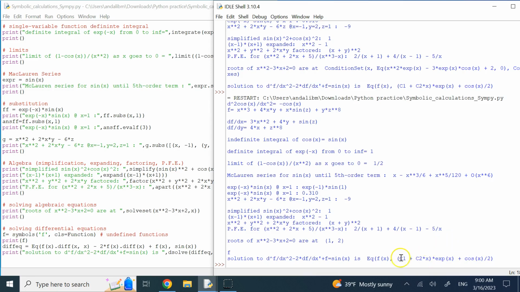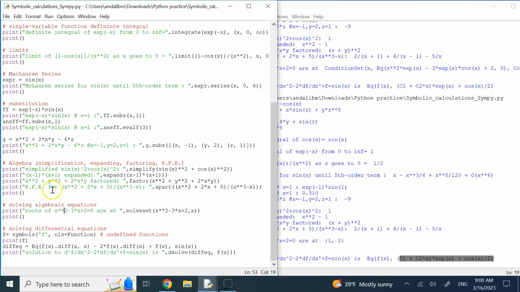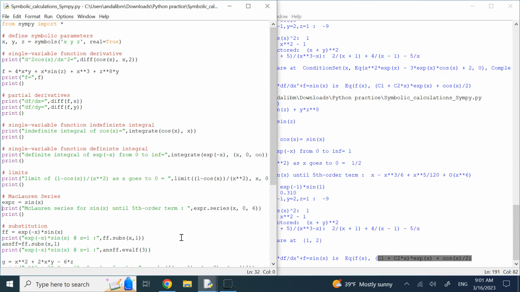Right? And so if you have initial conditions, then you can plug in the initial conditions, and that is going to give you what? C1 and C2. So you see, I can easily do what? Differential equations. Again, as long as there is an analytic solution available. Otherwise, I have to resort to numerical solutions, which I demonstrated in my previous video.